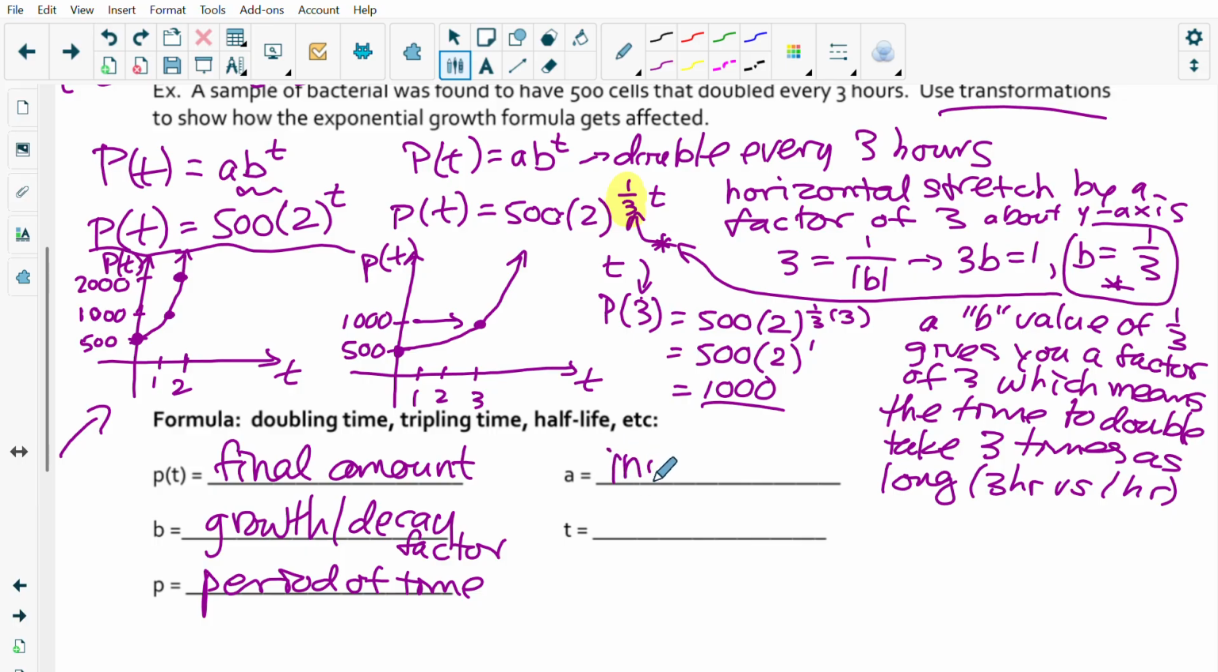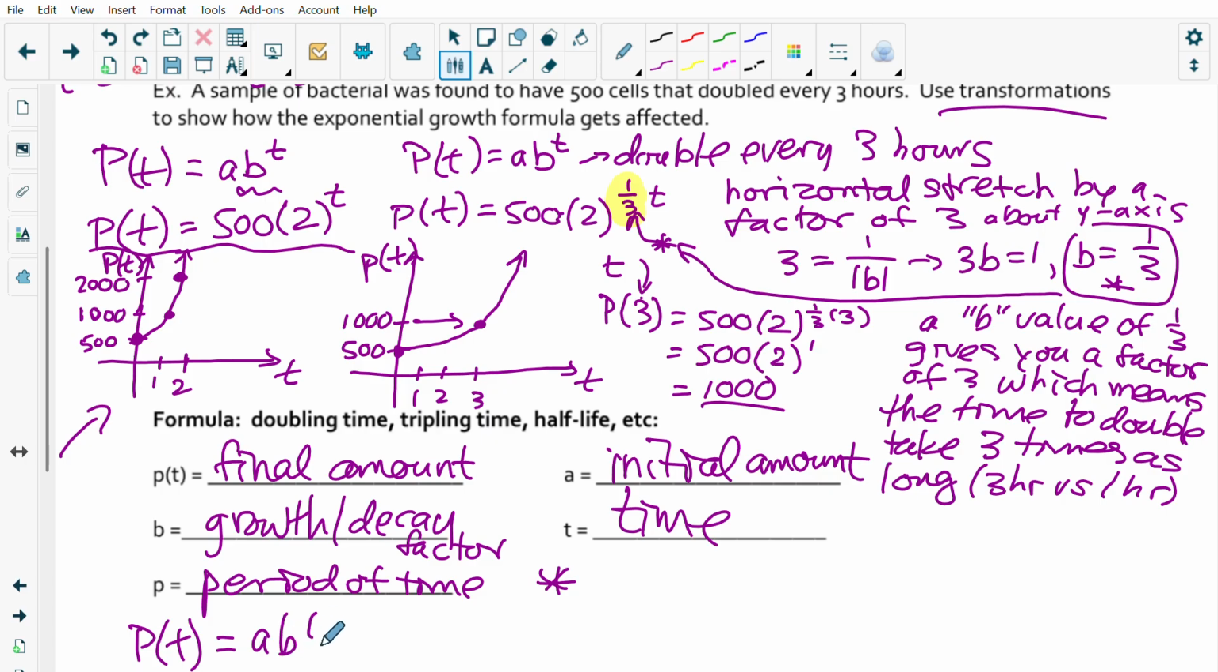A is the same. This is still our initial amount or number, and then T is time. Note, very important. So the equation, when we're doing doubling, tripling time, half-life, it's the same basic equation, but it gets transformed when we have problems where there are doubling or tripling time or half time, and that's the transformation that it's undergoing.